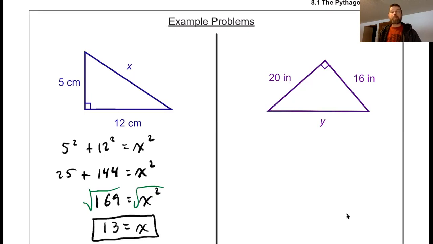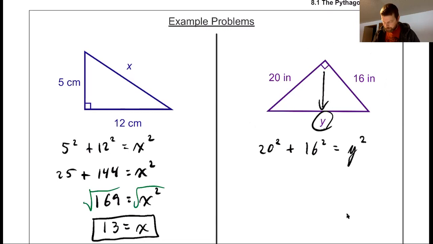All right. It would be a good idea to pause the video and see if you can do it with this one. I'm going to go ahead and do it right now. For this one, again, y is the one that's across from the 90. So that's my c. That's the one that has to go equal to c squared. So in this case, it'll be 20 squared plus 16 squared equals whatever that y is squared.